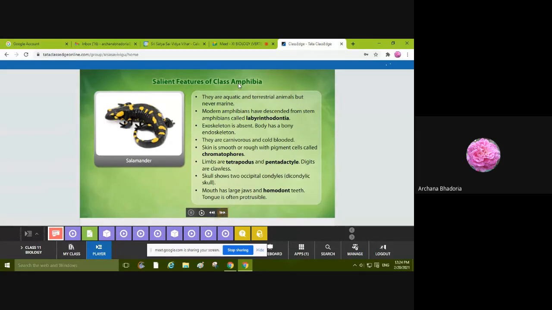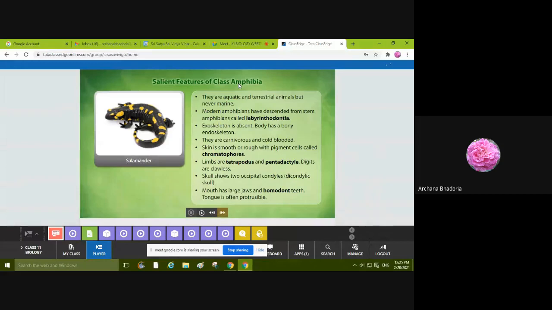Birds also have clawed digits. And how many digits are there? 5. So that's why you call it what? Pentadactyl. What is that term? Say pentadactyl. And limbs are tetrapodous, so 4 limbs are there. That's why we call it tetrapodous.